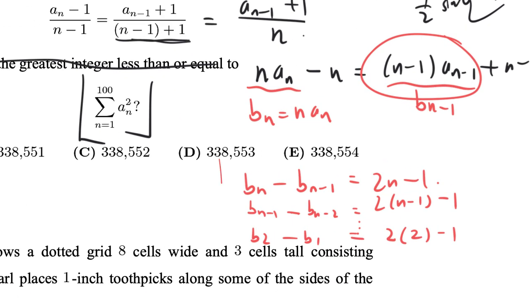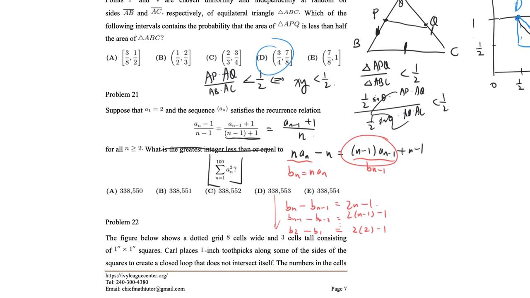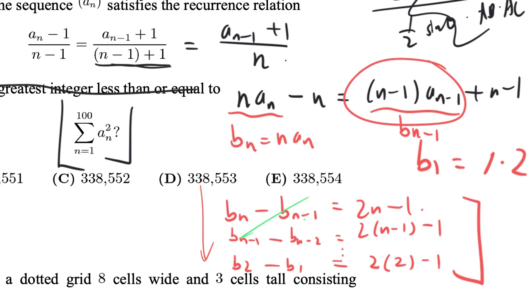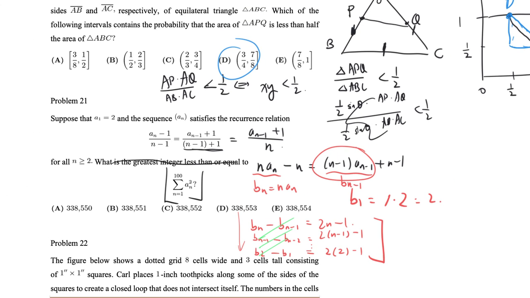So we would write this many equations, and we can try to compute what b1 is, right? b1 is defined as 1 times a1, which is 2. So this guy is 2. And after adding everything together, we notice very nicely that all of these would cancel out. This is in fact a very general trick. You can use this on a lot of things.